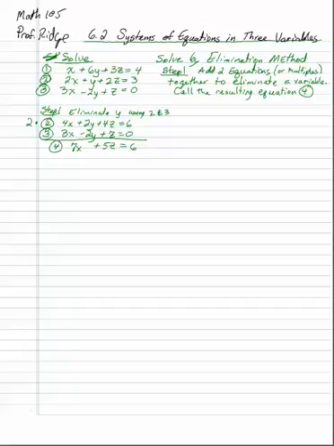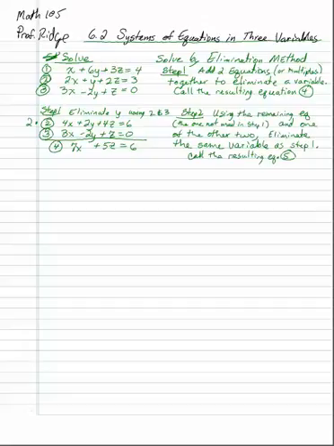Now step 2, using the remaining equation, meaning the one that we haven't used yet in step 1. So in this case we used 2 and 3, so we have to use equation 1. So use the remaining equation and one of the other two and eliminate the same variable. So that's key there, the same variable.